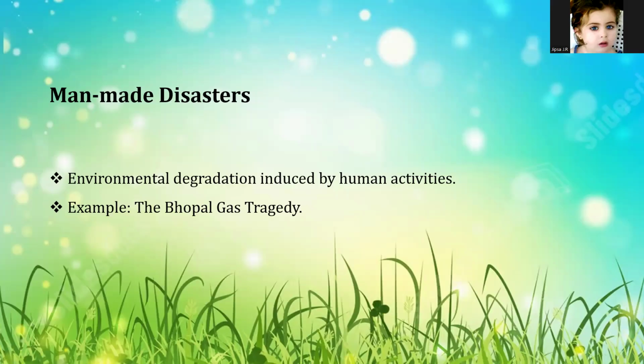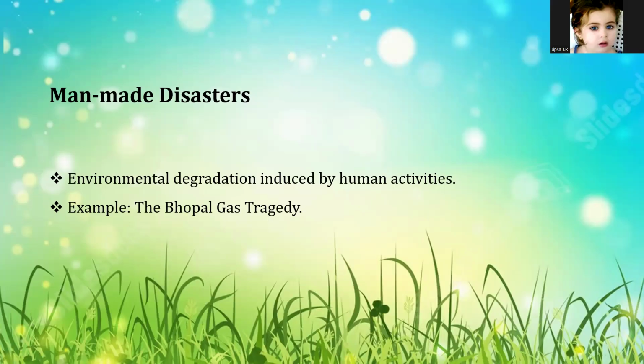The main point in this slide is the definition of man-made disaster. Man-made disasters are extreme events caused by human activities and negligence or the failure of man-made systems, unlike natural disasters such as earthquake or flood. These are preventable and often result from technological failure, environmental mismanagement, and socio-political conflicts.